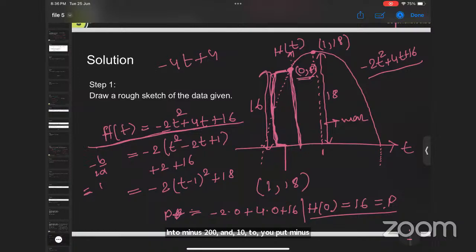I can hear you properly. Can you write your doubt in the chat box? Ma'am, actually, when you take the derivative of minus 2t square plus 4t plus 16, then we get minus 4t plus 4 equal to 0. That is why t equals 1. Yes, derivative equal to 0 means this equation will be 0. Yes, ma'am.